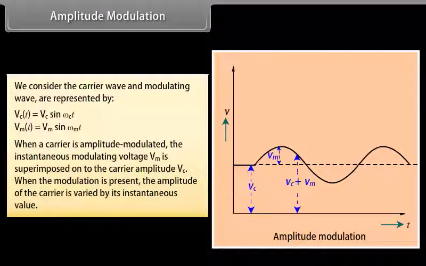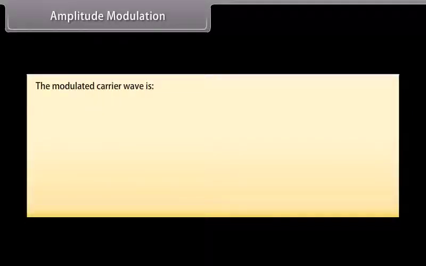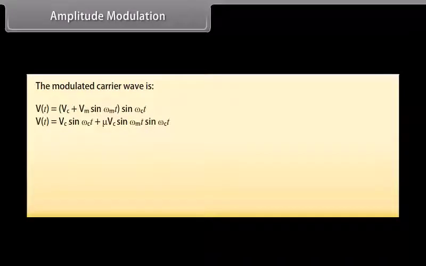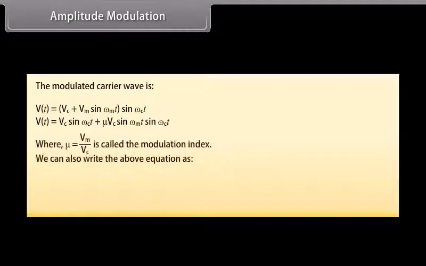When the modulation is present, the amplitude of the carrier is varied by its instantaneous value. The modulated carrier wave is given by v(t) = (Vc + Vm sin ωmt) sin ωct, which can be written as v(t) = Vc sin ωct + μVc sin ωmt sin ωct, where μ = Vm/Vc is called the modulation index.